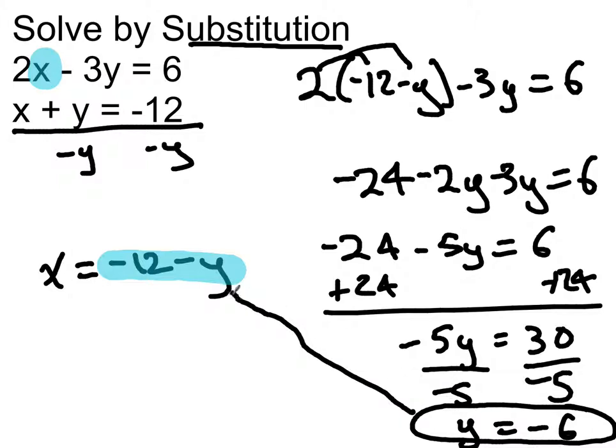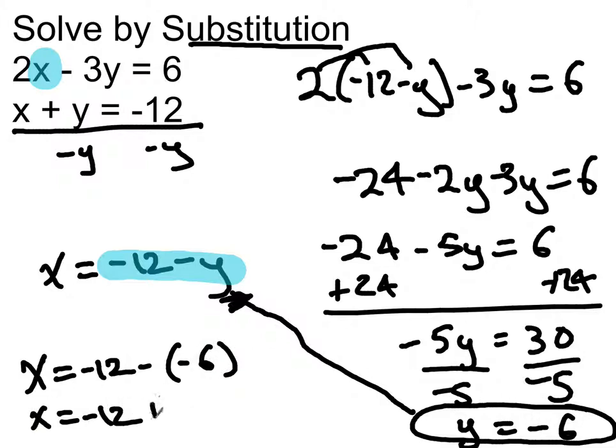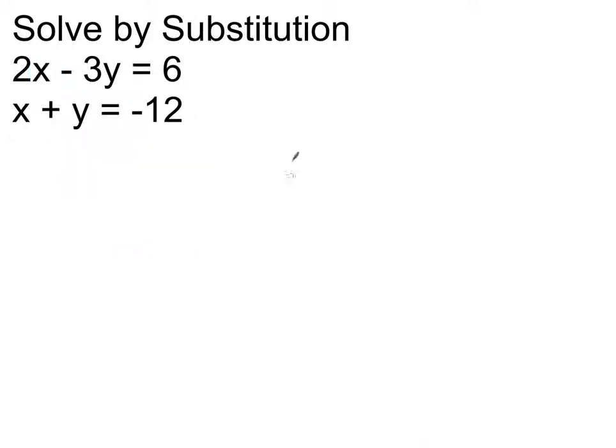I'm going to plug that back in for y over here, and that's going to give me the x value of the solution. So x is equal to -12 minus y, and y is -6. So x is -12 plus 6, which is -6. So my solution to this is x is -6, y is -6. What this means is if I plug -6 in for x and y, both of these statements should be true.